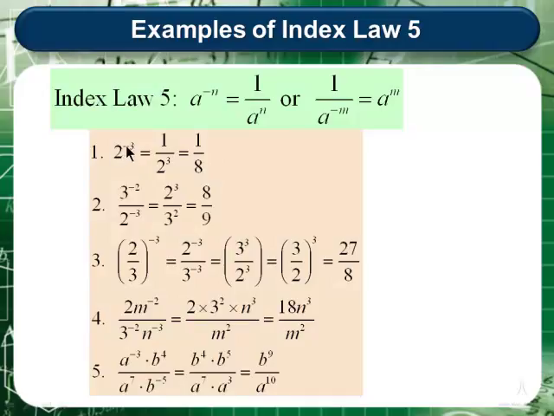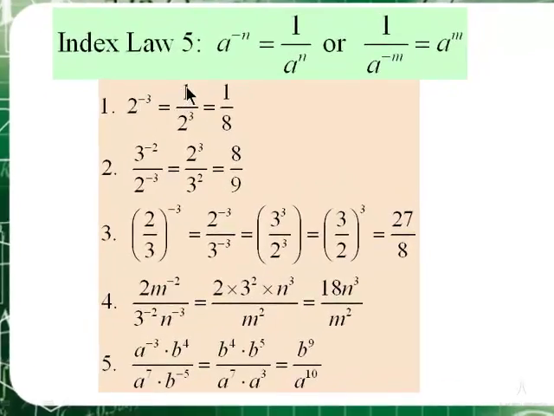If you have 2 to the power minus 3, it can be written as 1 over 2 to the power 3, therefore 1 over 8. Here the 3 to the power minus 2 must go to the denominator position, becomes 3 to the power 2, while 2 to the power minus 3 goes to the numerator position and becomes 2 to the power 3. So we simply get 8 over 9.